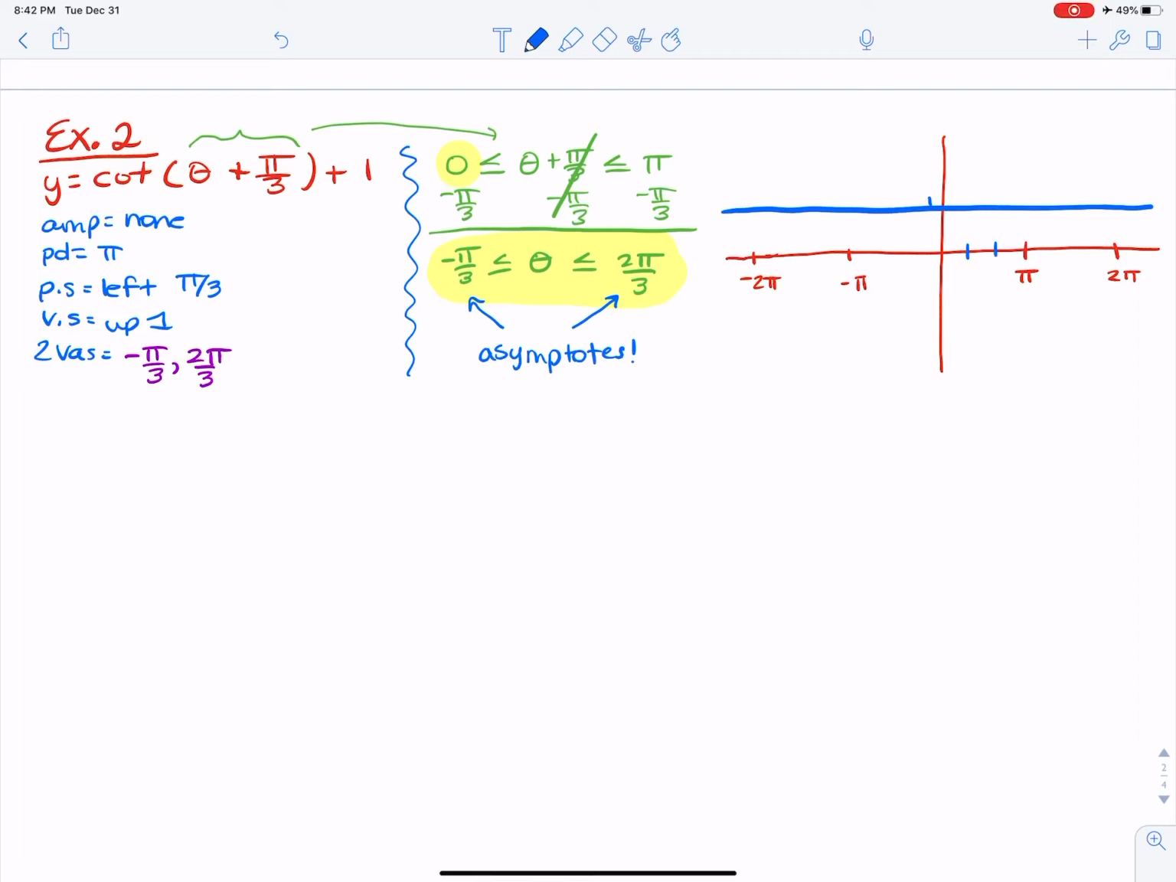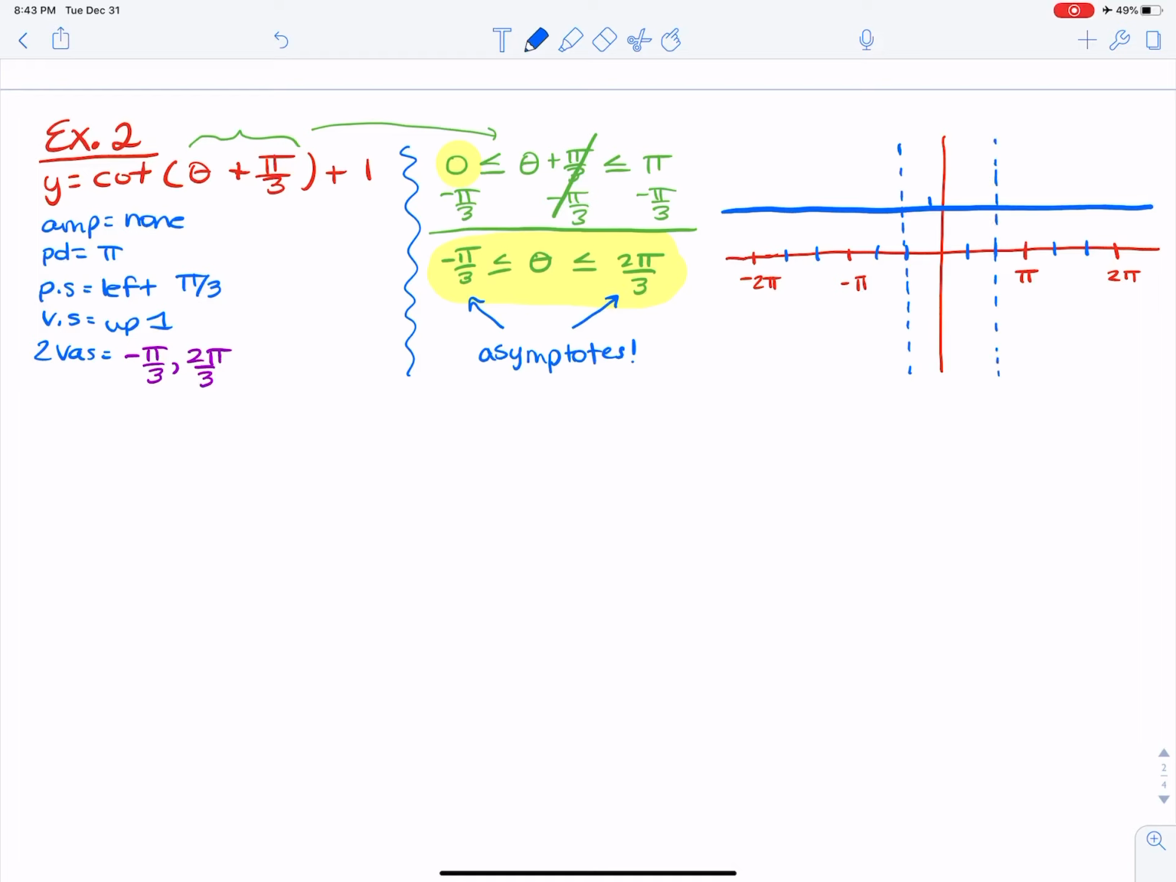So 1 pi, 2 pi, 3 pi, repeating for each section. Okay. So now let's put our asymptotes. So negative pi over 3, boom. And positive 2 pi over 3. 1 pi, this is 2 pi over 3.